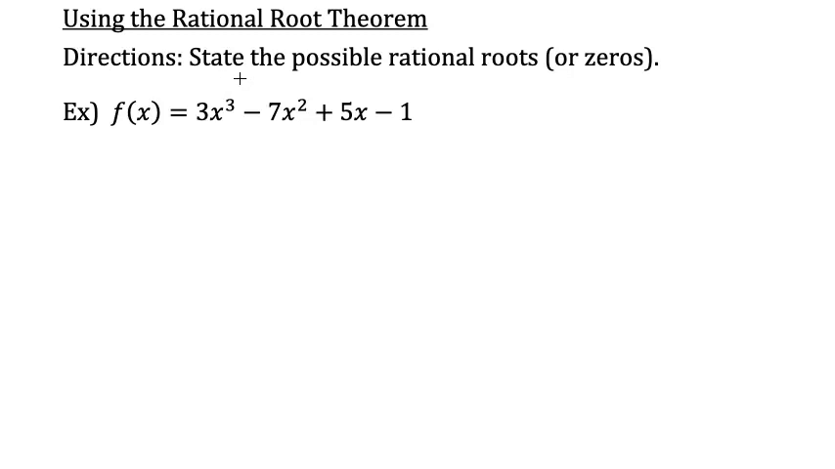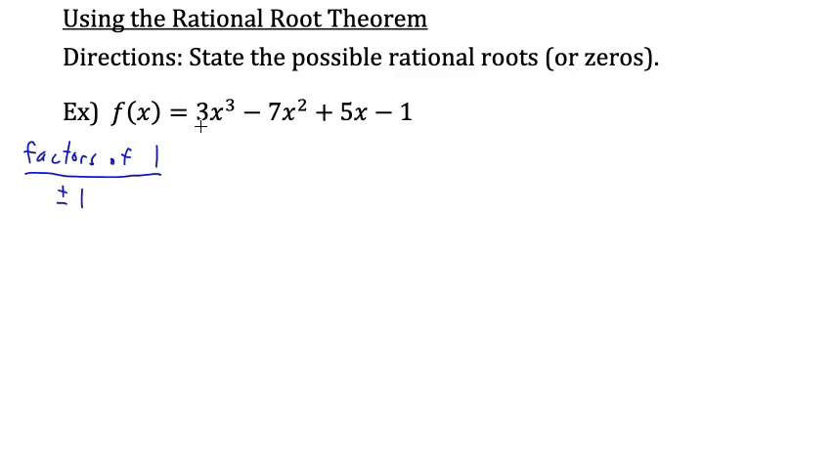Okay, so for now, we're just going to state the possible rational roots, or zeros. So we have a function here. Now in the numerator, we're going to have factors of the constant term. So let's find those first. So factors of, now you'll see in a second why we don't need to really worry about the sign at this point. The factors of the number 1 are positive and -1. Okay, nothing too earth-shattering there.